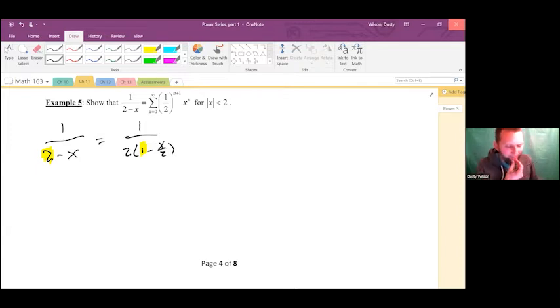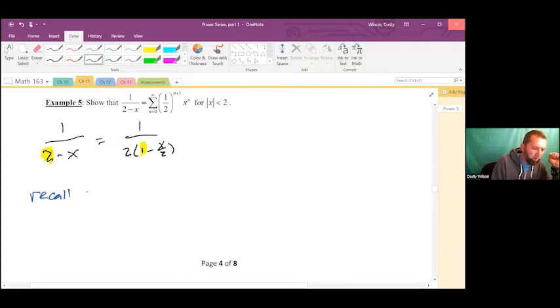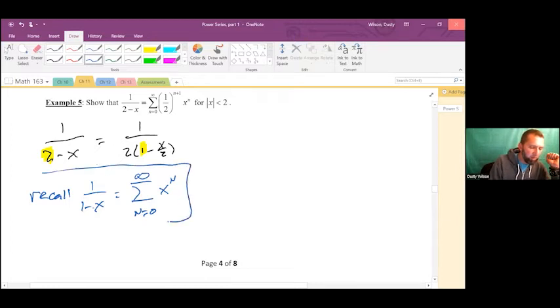And furthermore, this doesn't quite master our formula. Let me make sure you remember the formula we're working on. Recall that 1 over 1 minus x is equal to the sum from n equals 0 to infinity of x to the n. This is the formula that we just learned earlier. This is what we're referring to.